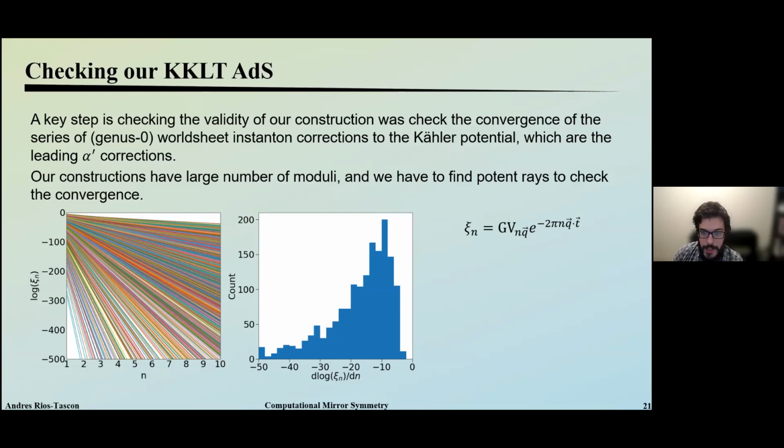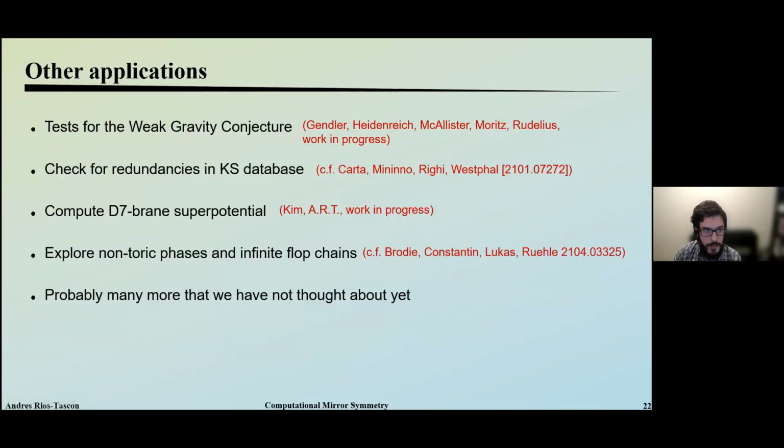actually converges. And as you can see here on the left, it actually does decrease exponentially quickly, meaning that even though the GV invariants increase exponentially, this other factor decreases exponentially faster so that our construction is safe. This kind of check would have been impossible to do with previous tools.